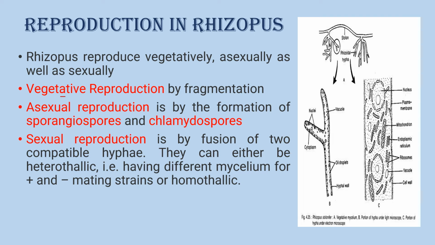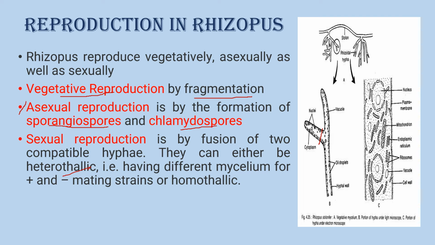Vegetatively it reproduces by fragmentation, especially in the early stages when the aerial mycelium undergoes accidental breakage. Each of these fragments is fully capable of producing a new mycelium. So this is the vegetative reproduction. Then we have asexual reproduction, in the form of sporangiospores as well as chlamydospores.